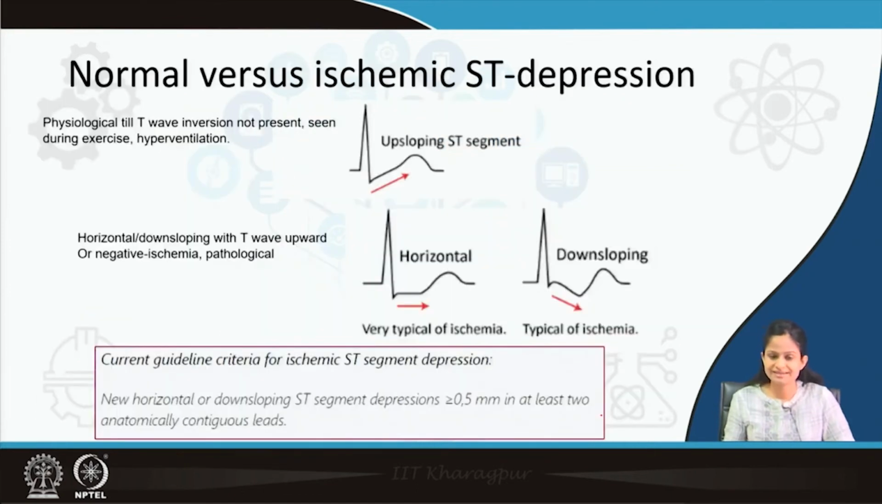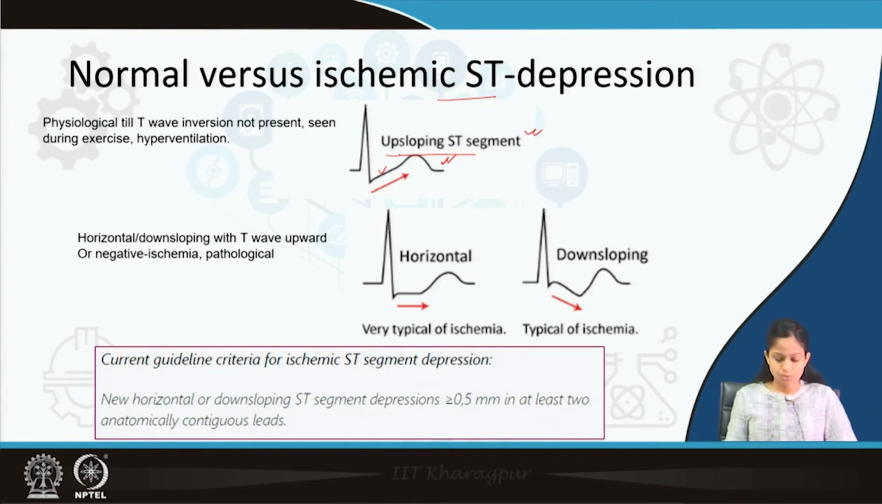Now, normal versus ischemic ST depressions. In physiological conditions, the ST depression we tend to see is an upsloping ST segment. This upsloping ST segment is usually seen in hyperventilation or exercise. It is not seen in ischemic conditions. So, this is physiological as long as there is no inversion of the T wave. Here we can see upward deflection of the T wave, that is the T wave is positive, and there is upsloping of the ST segment with ST depression.